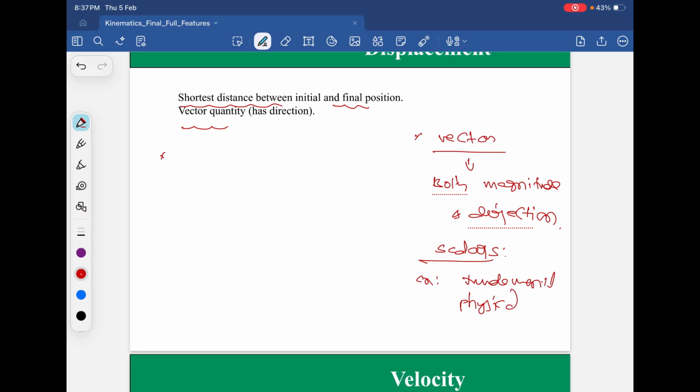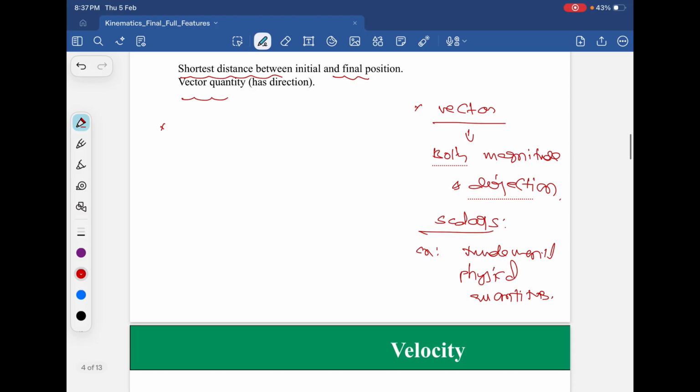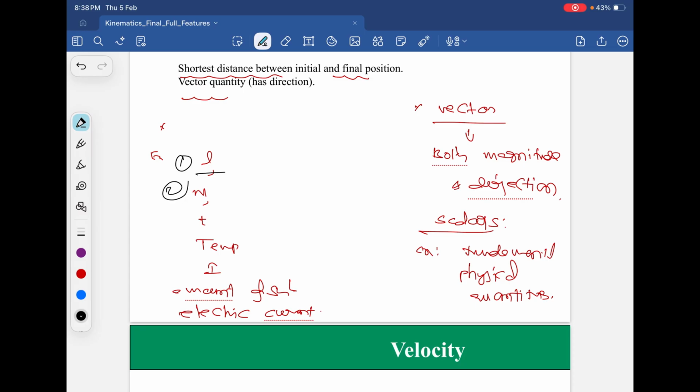As you learned in your lower classes, all fundamental physical quantities, so what are fundamental physical quantities? Fundamental physical quantities are those quantities which are defined basically as length, mass, time, temperature, luminous intensity, amount of substance, and electric current. So these are the fundamental base quantities we have defined.